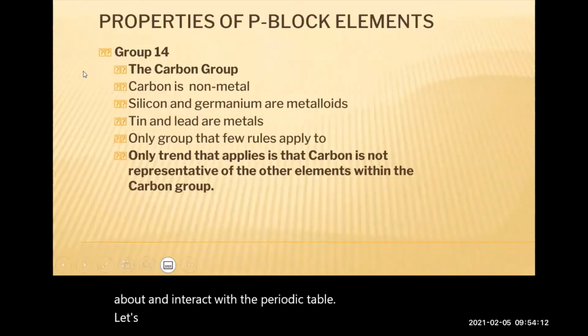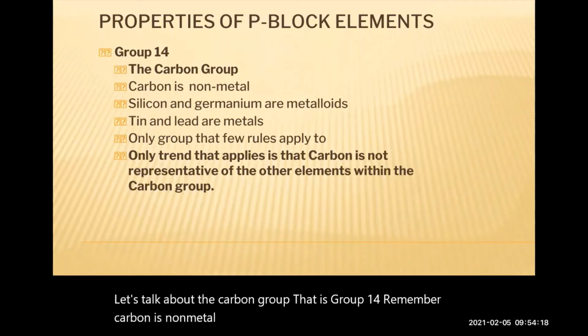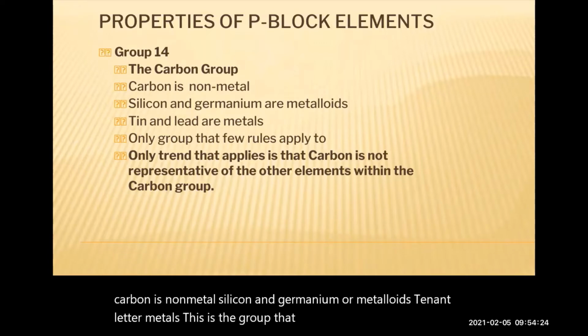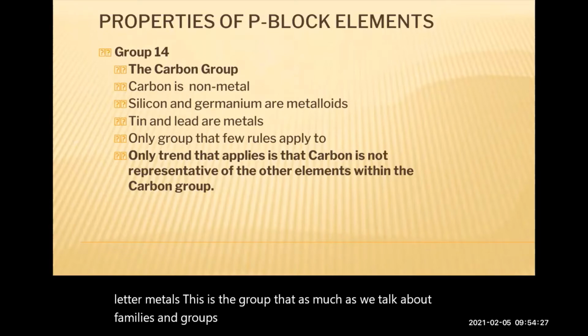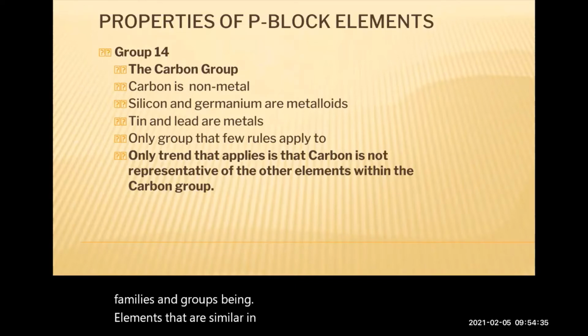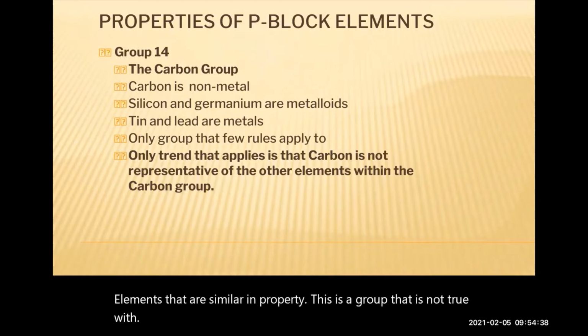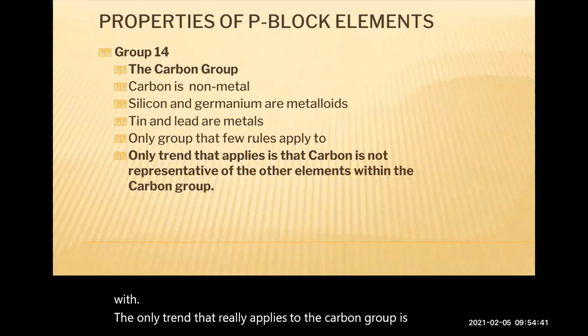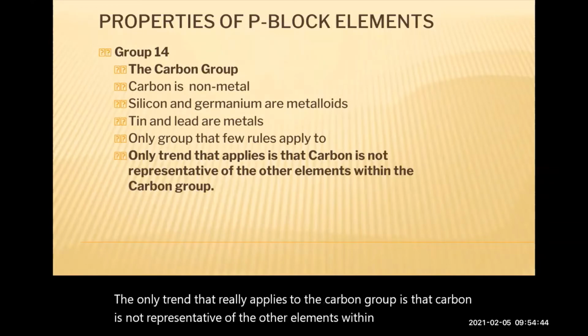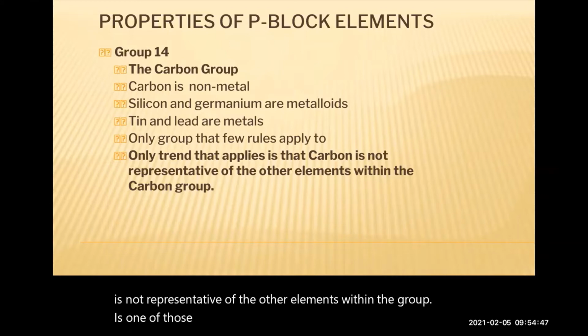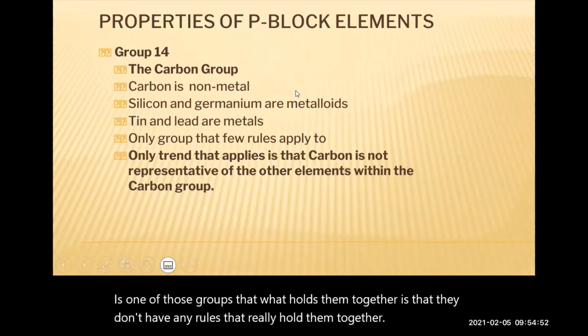Let's talk about the carbon group. That is group 14. Remember, carbon is a nonmetal. Silicon and germanium are metalloids, tin and lead are metals. This is the group that, as much as we talk about families and groups being like elements that are similar in property, this is a group that is not true with. The only trend that really applies to the carbon group is that carbon is not representative of the other elements within the group. It's one of those groups that what holds them together is that they don't have any rules that really hold them together. They're all the little odd ducks.